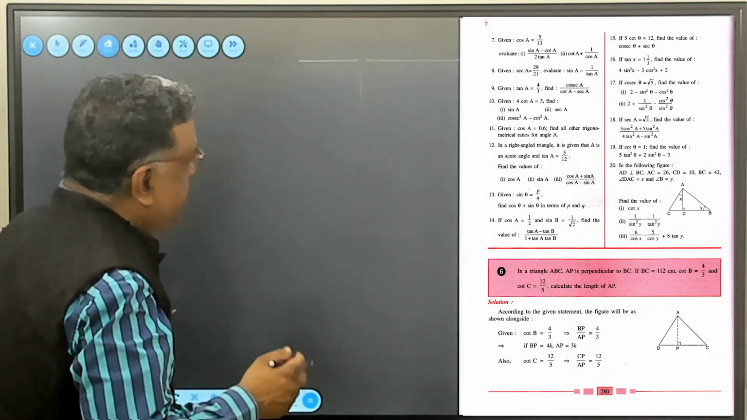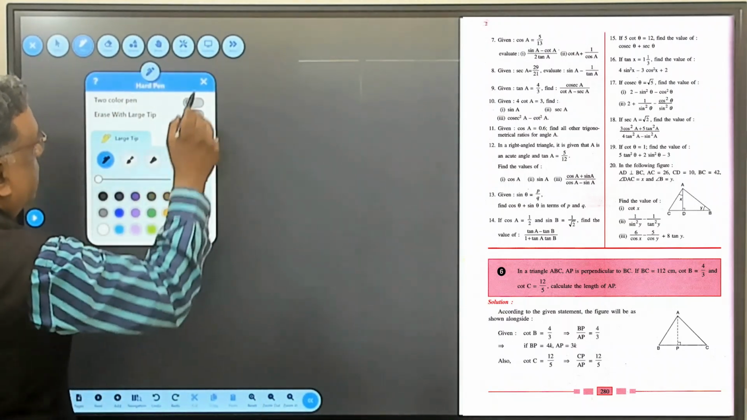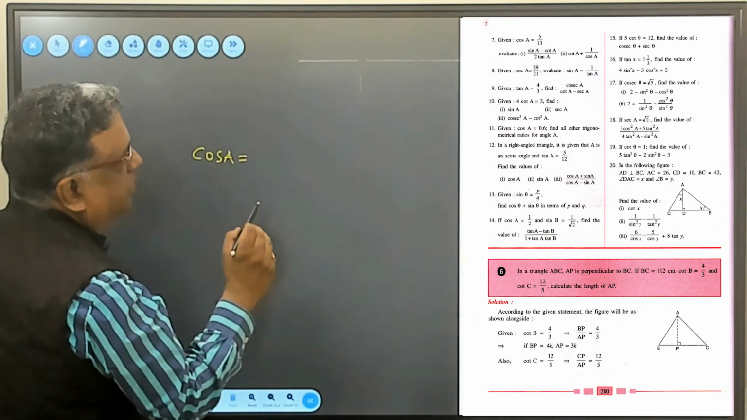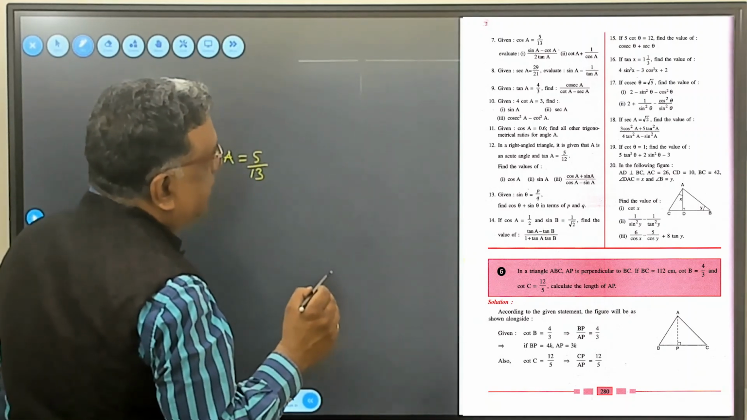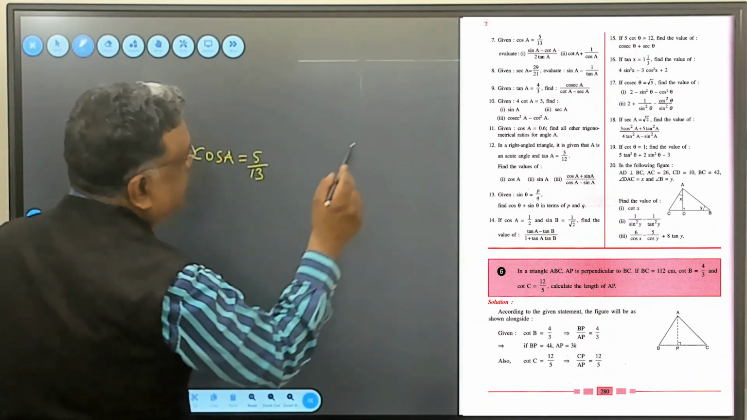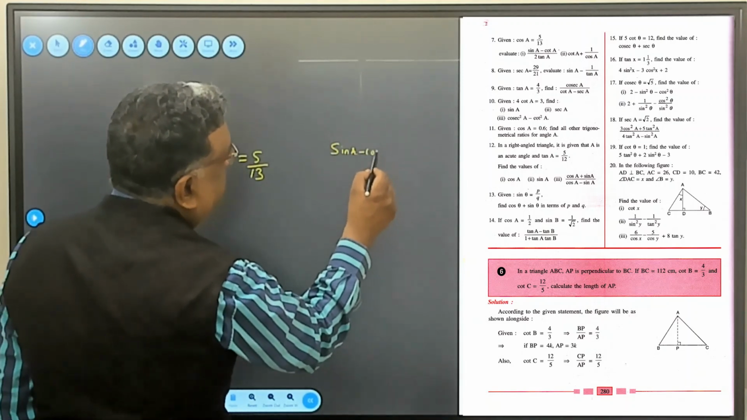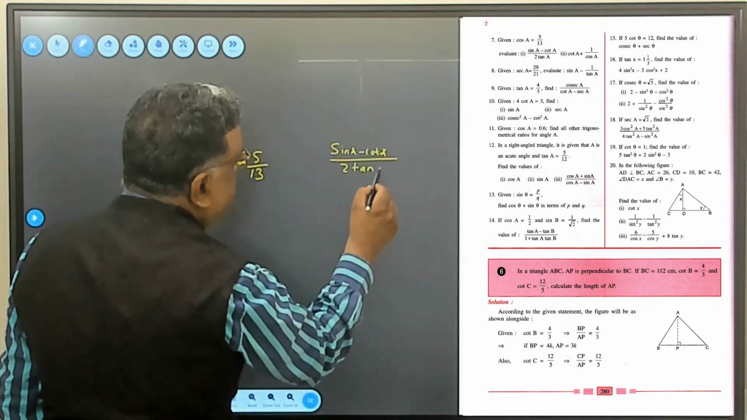So in this sum, what we have been given is cos A. You have been given the cosine, the trigonometrical ratio value. It's 5 upon 13. And you have to find the value of sine A minus cot A upon 2 tan A. So that is the first one. So let us try to understand this.